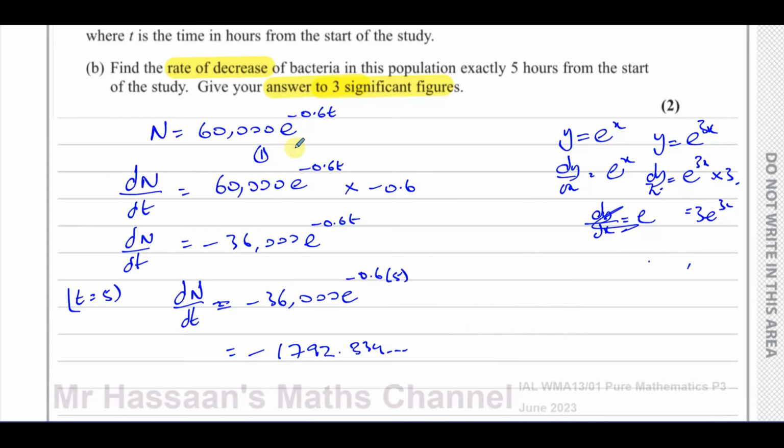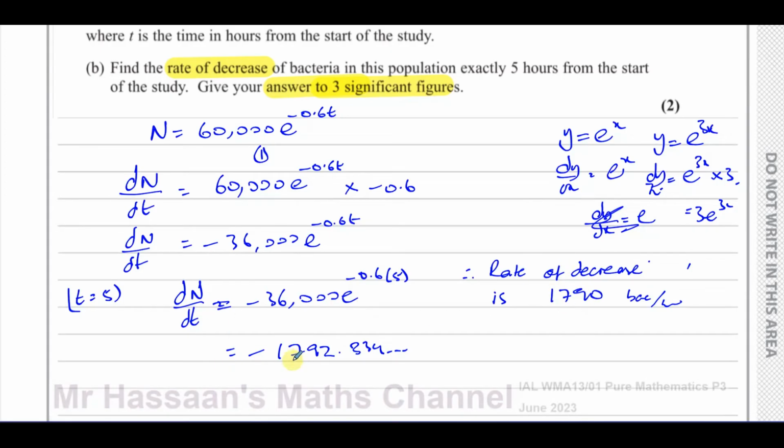We can say therefore the rate of decrease, because the word decrease implies something's going down, is 1,790 bacteria per hour. So you can just write 1,790. Because it says rate of decrease, you don't have to put a minus sign here.